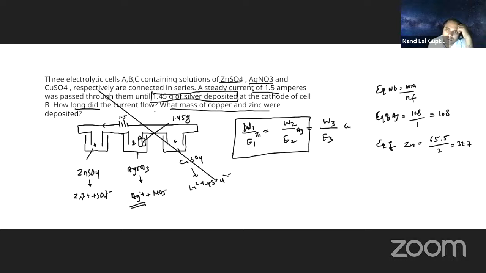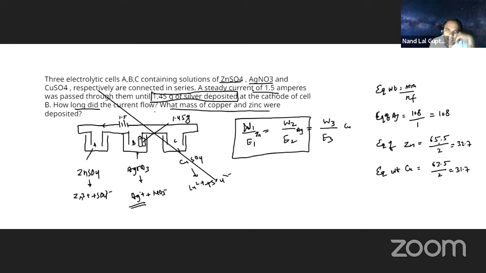23.6 by 2, 22.4 by... that is 32.7. And the next one, the equivalent weight of copper: 63.5 divided by 2. So 63.5 by 2, that is 31.7 approximately. So the equivalent weight is obtained. Now from equation 1, you see this one.